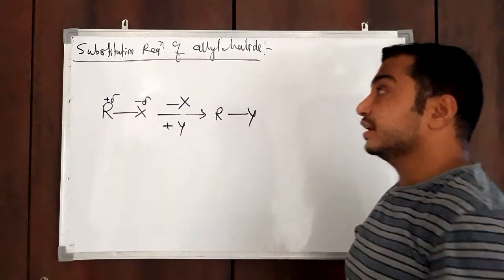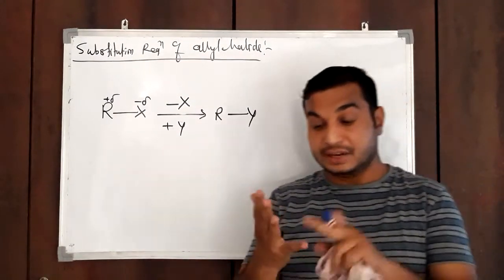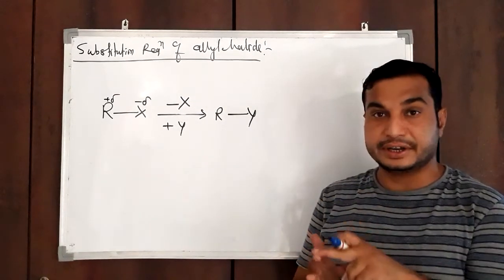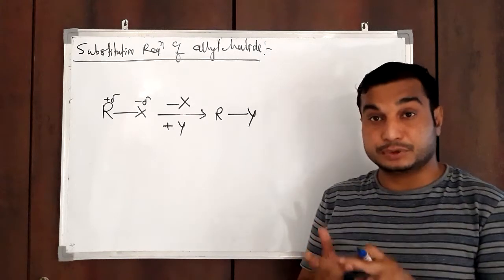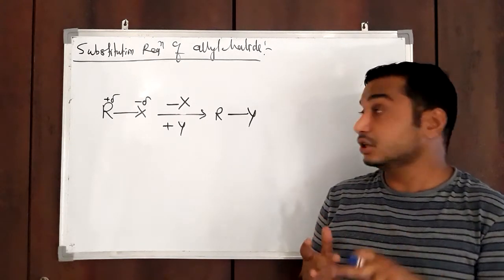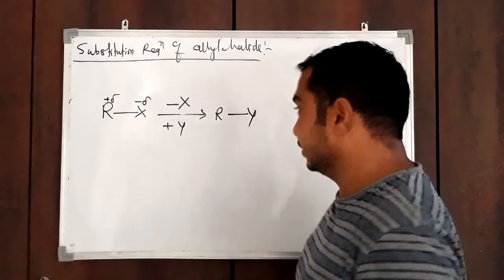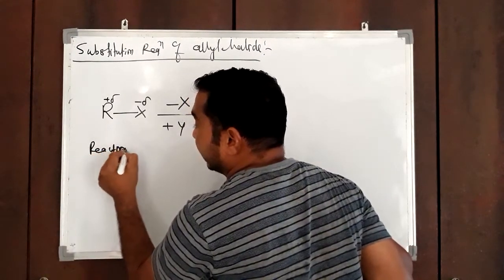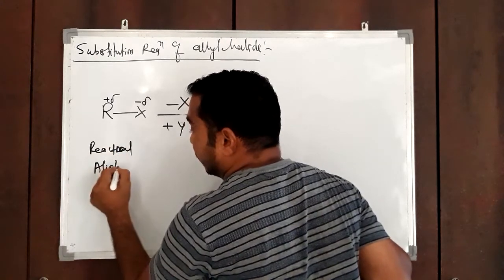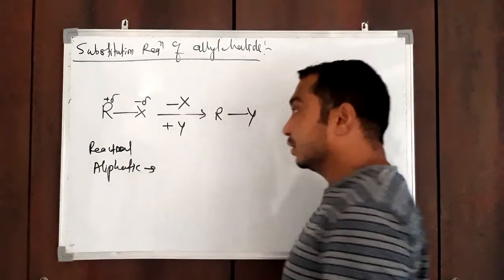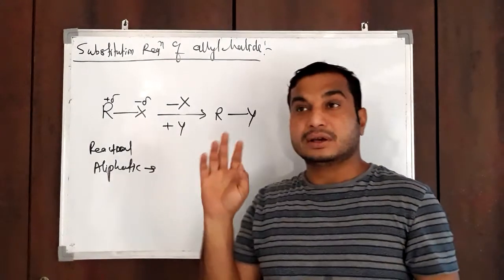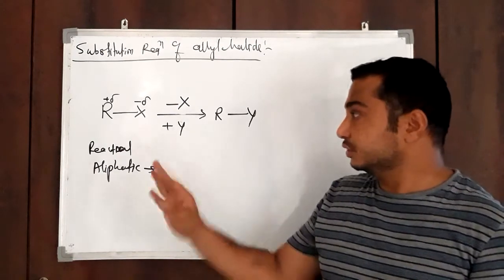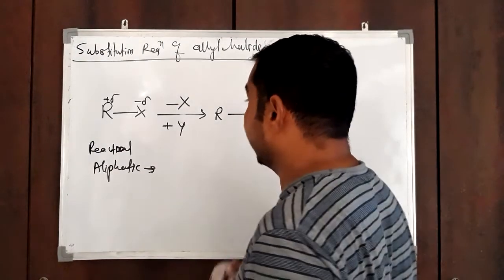Now in substitution reactions there are four types: aliphatic electrophilic substitution reaction, aliphatic nucleophilic substitution reaction, aromatic electrophilic substitution reaction, aromatic nucleophilic substitution reaction. But in this reaction, our substrate reactant is aliphatic, not aromatic. So this reaction may be aliphatic electrophilic substitution or aliphatic nucleophilic substitution. That we have to identify. What is the type of reaction?